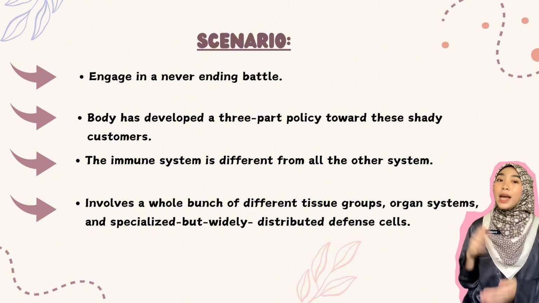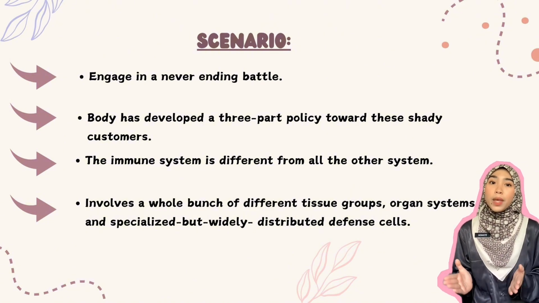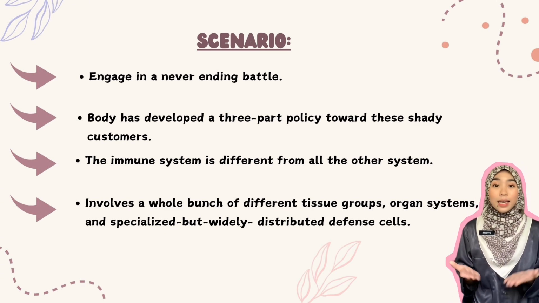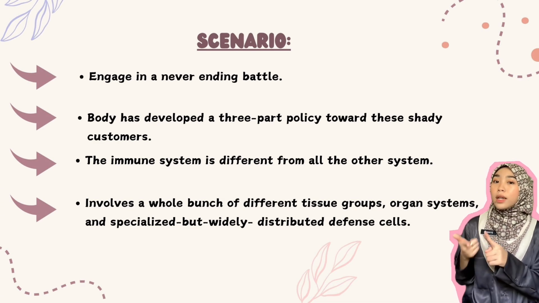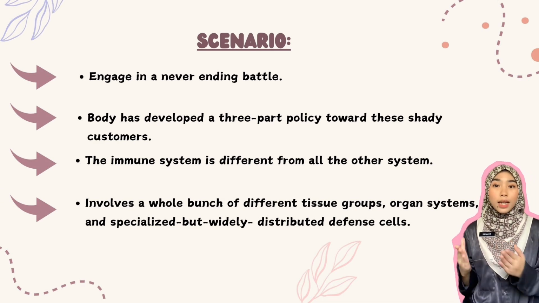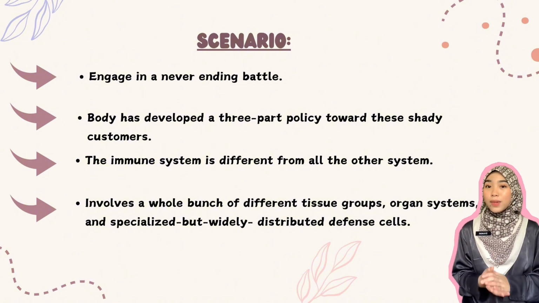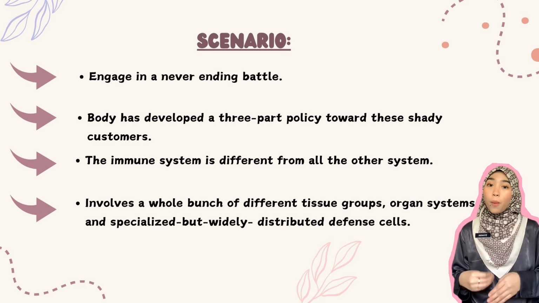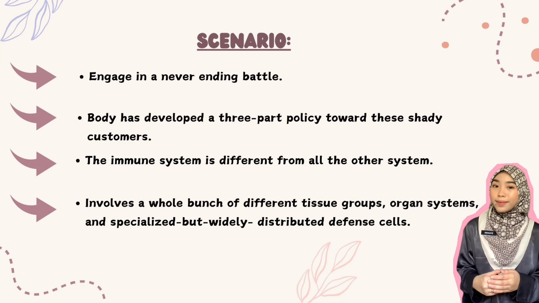immune system. The immune system is different from all the other systems that we have talked about, and it is not a specific tissue organ system kind of system. Instead, it involves a whole bunch of different tissue groups, organ systems, and specialized but widely distributed defense cells. Together, this league of extraordinary substances joins forces to perform all of the defense functions your body depends on to keep you alive in an incredibly germy world.